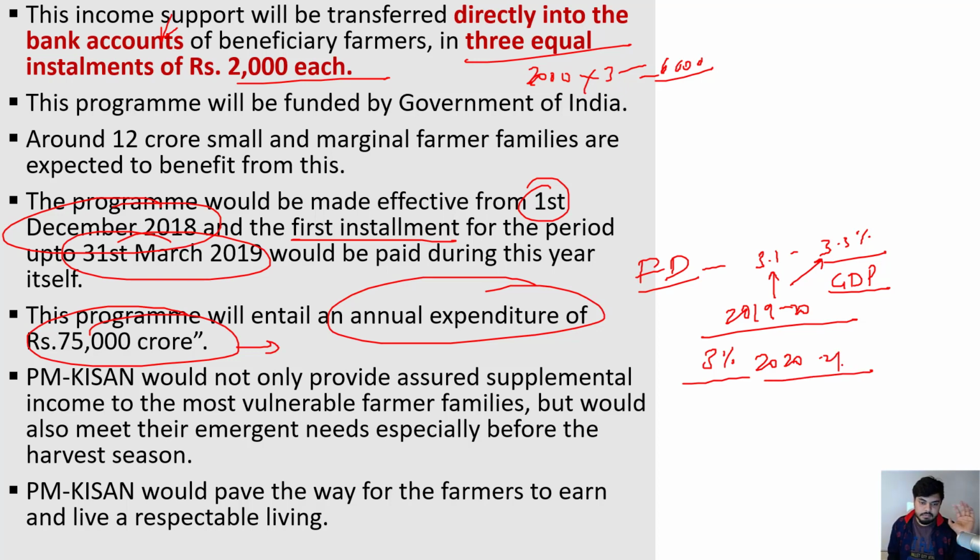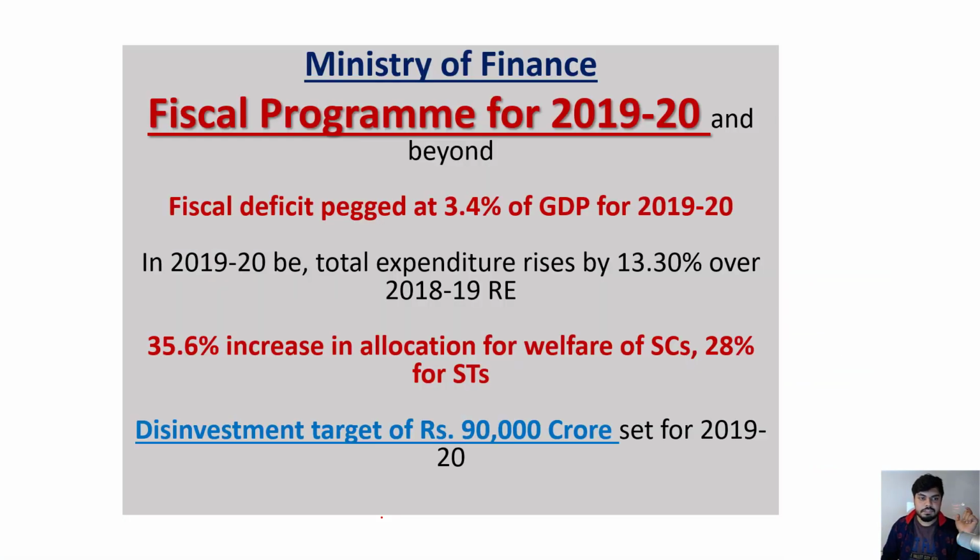So that's the important goal, and the FRBM Act has asked about the fiscal consolidation measures, where expenditure efficiency is going to be focused, and the tax collection. These two things are going to be the main focus for the government this year. So PM Kisan would pave the way for the farmers to earn a livelihood and a respectable living. So that's important. Next is the fiscal program for 2019-20.